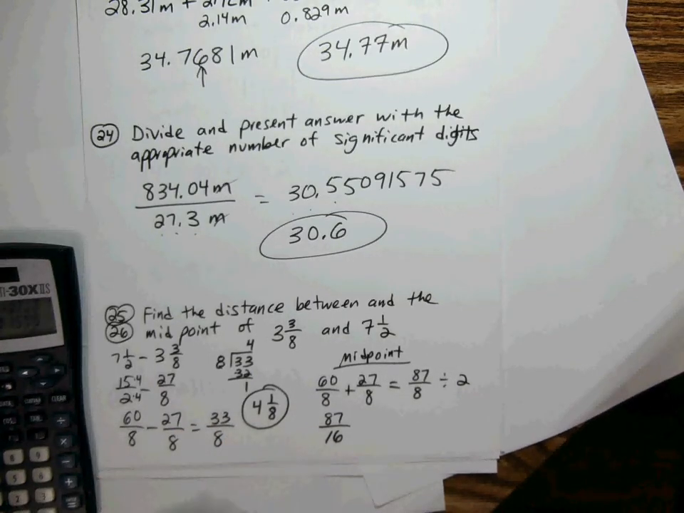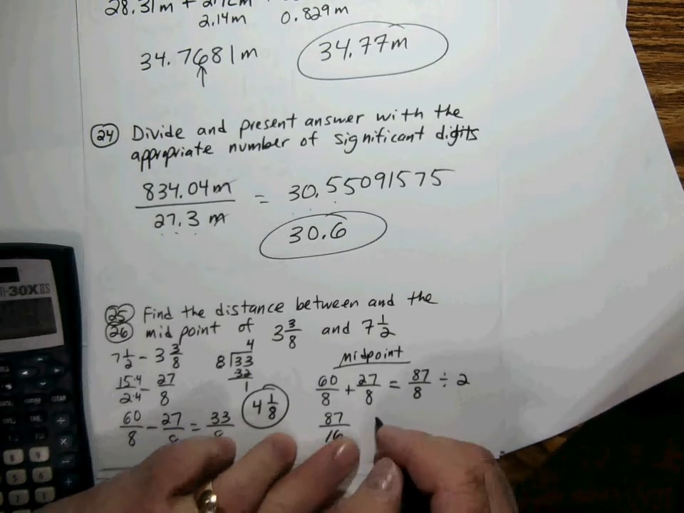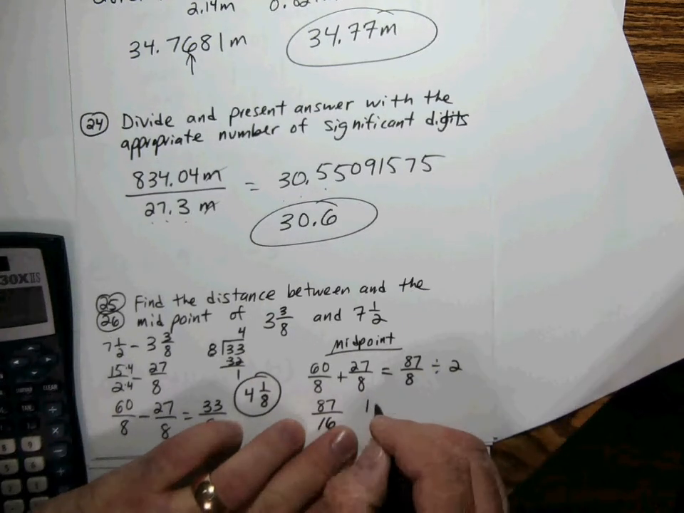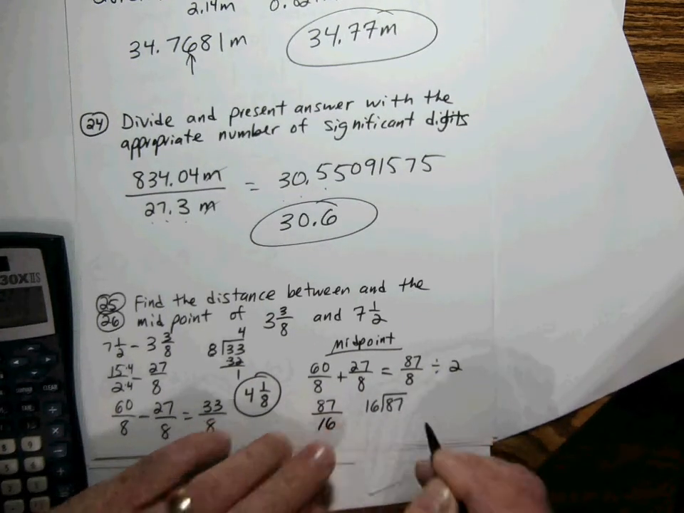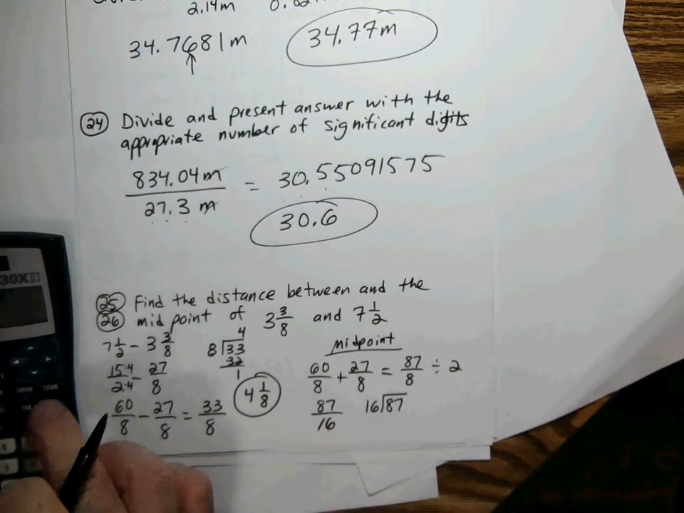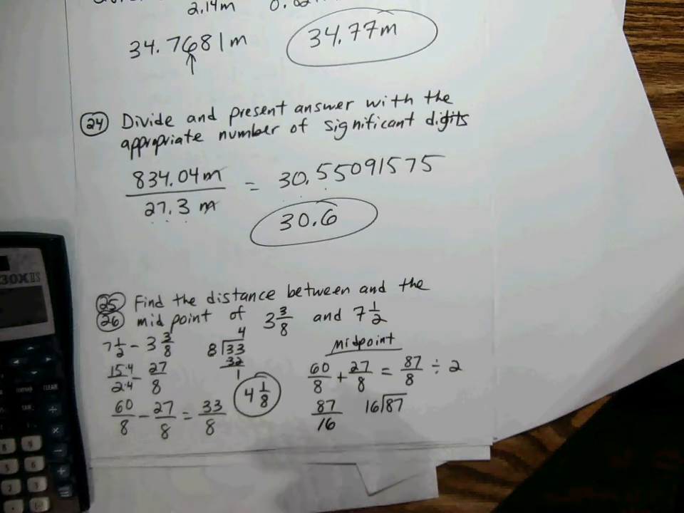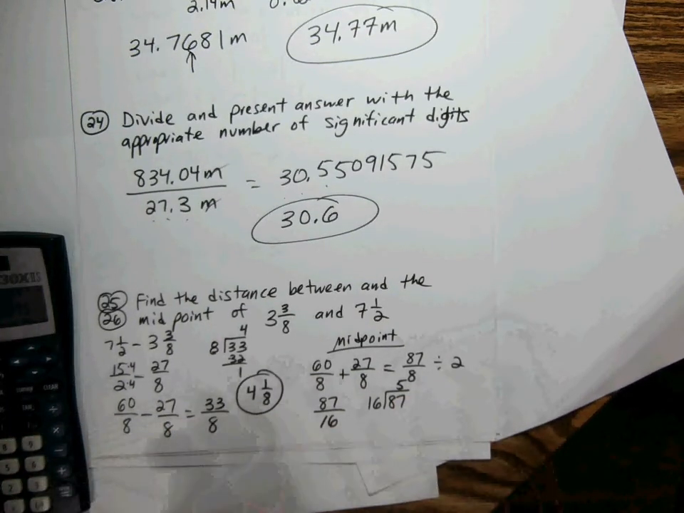Okay, and I don't think I can do any reducing there, but I could turn it into a mixed number anyway. So what's that going to be? 87. Oh, I don't know. Let me just look a little bit. I'll have 5 that goes in there for sure, right?